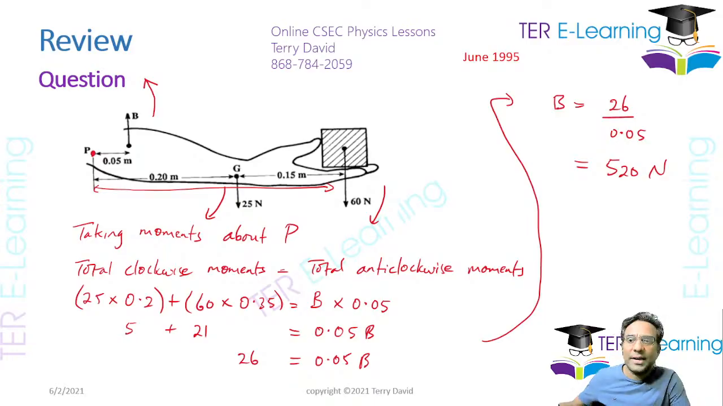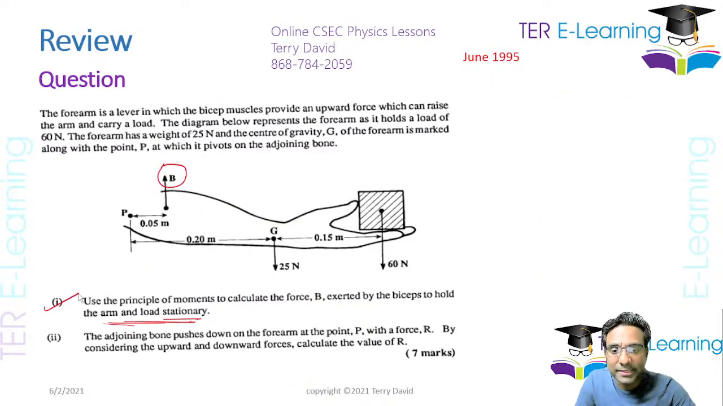Right, so I hope you all follow that one there. You need to be able to take the moments about a point and identify what are your clockwise moments and your anti-clockwise moments. So that's my answer here, 520 newtons. So that is this part here.